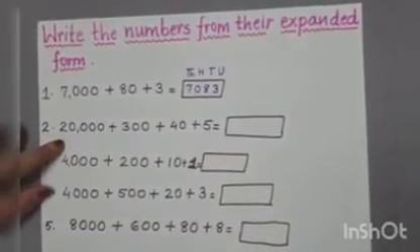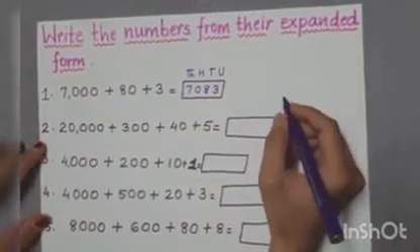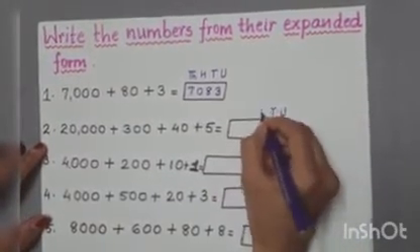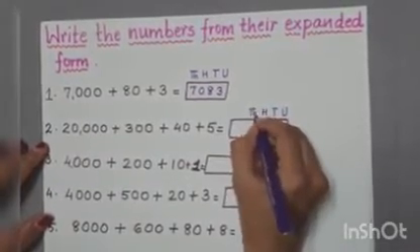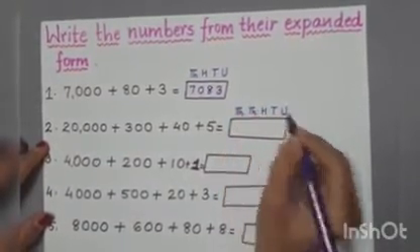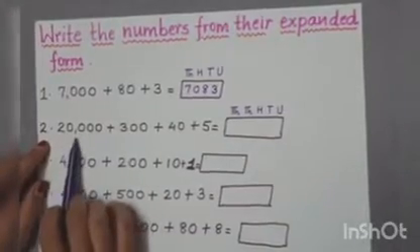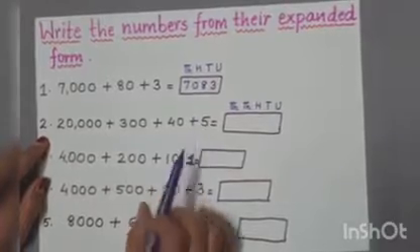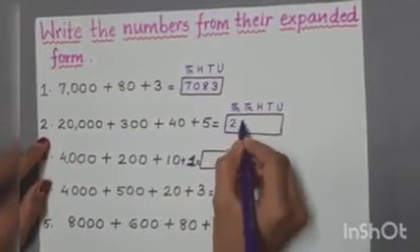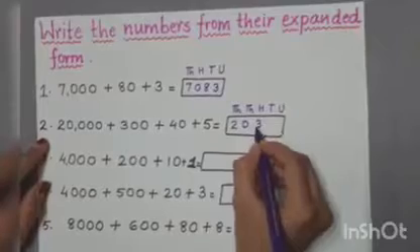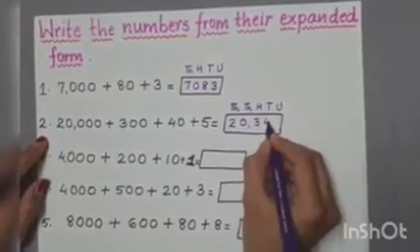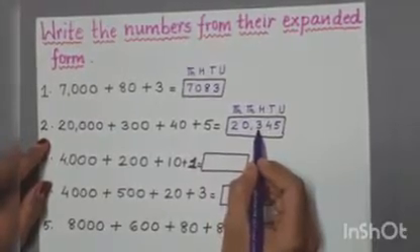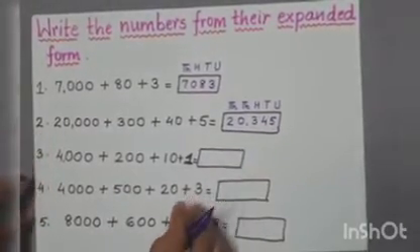Now let's come to the second one. Again unit, tens, hundred, thousand and 10,000. The number given to us is 20,000 plus 300 plus 40 plus 5. So we will write 20,000, 300, 40 and 5. So 20,345. The number has come.